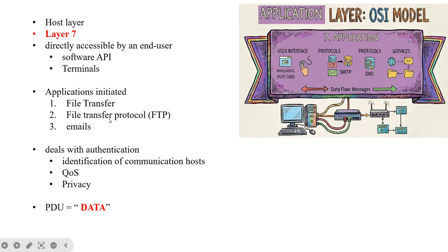The applications which are initiated from this layer are the file transfer protocol, that is FTP, and emails. And it deals with user authentication, identification of communication hosts, QoS, and privacy. QoS is nothing but quality of service, and the protocol data unit associated with this layer is the PDU, that is the data. So the PDU here is the data.